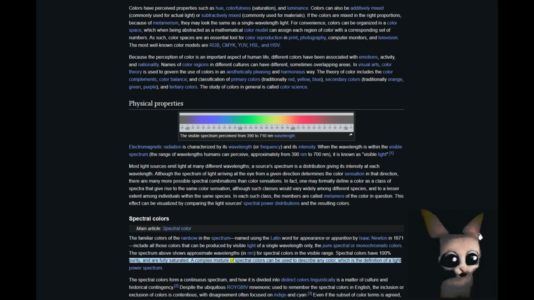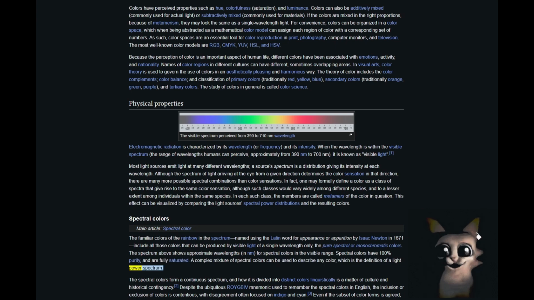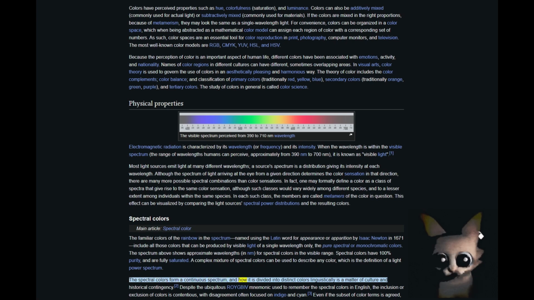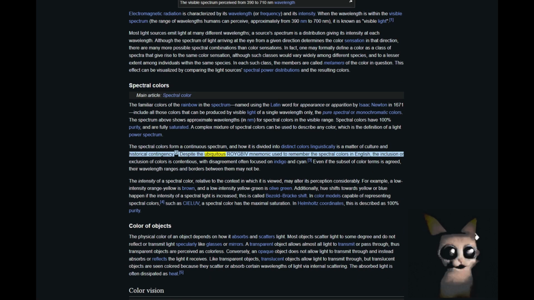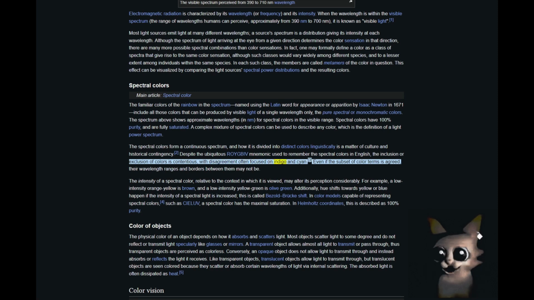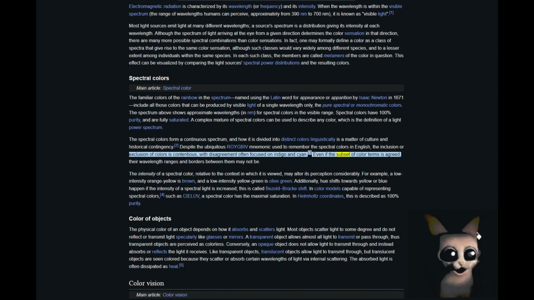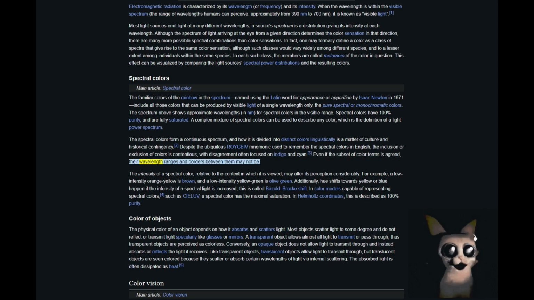A complex mixture of spectral colors can be used to describe any color, which is the definition of a light power spectrum. The spectral colors form a continuous spectrum, and how it is divided into distinct colors linguistically is a matter of culture and historical contingency. 2. Despite the ubiquitous Roy G. Biv mnemonic used to remember the spectral colors in English, the inclusion or exclusion of colors is contentious, with disagreement often focused on indigo and cyan. 3. Even if the subset of color terms is agreed, their wavelength ranges and borders between them may not be.